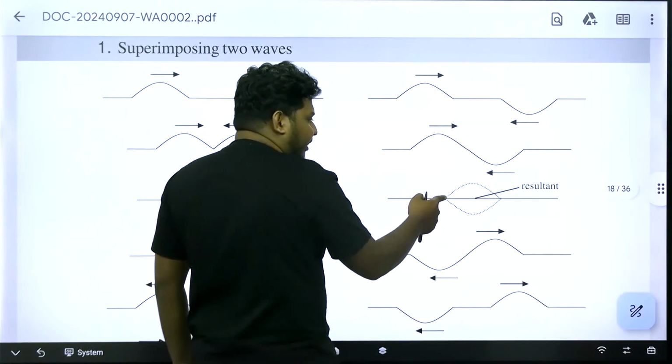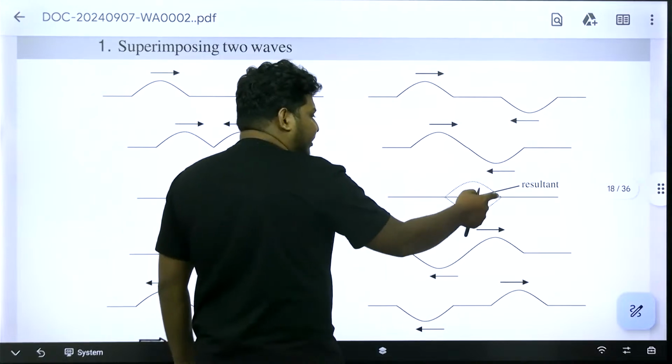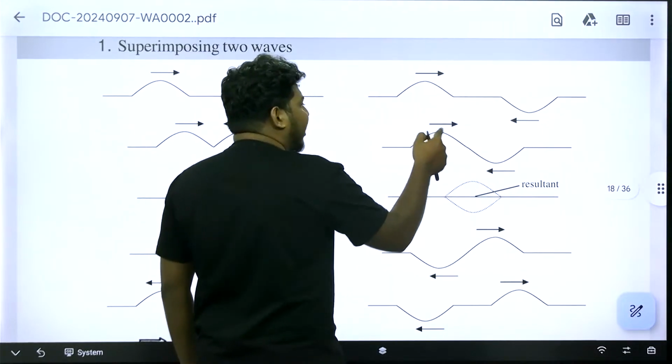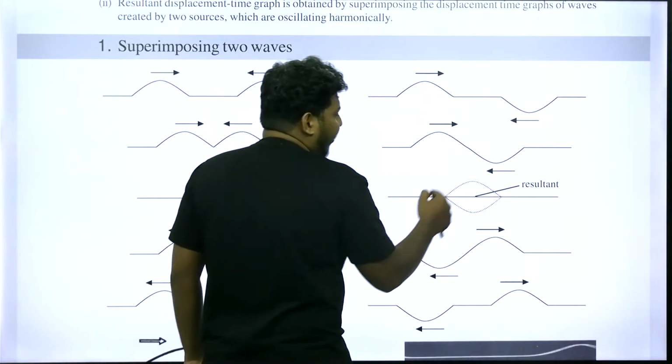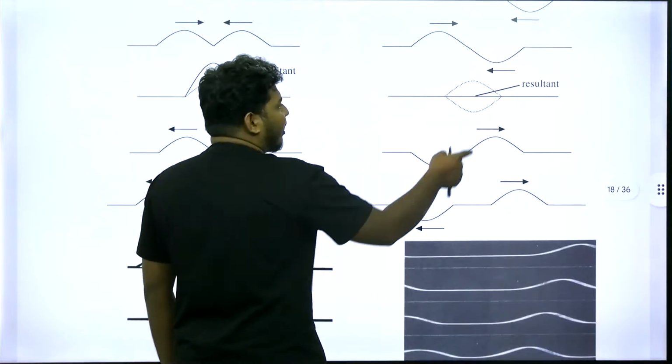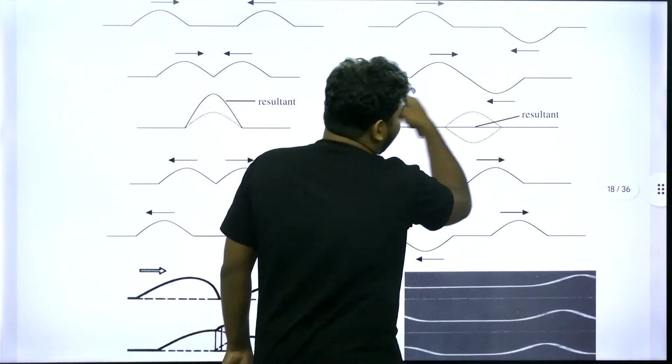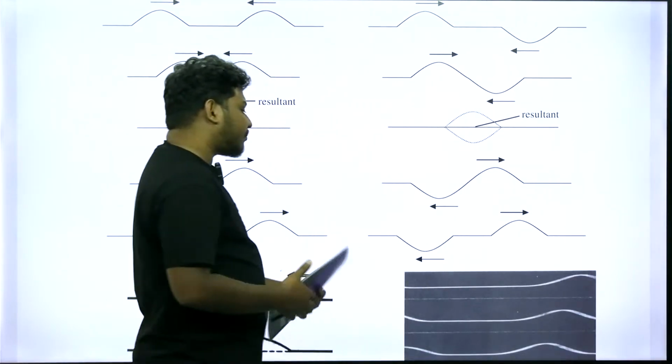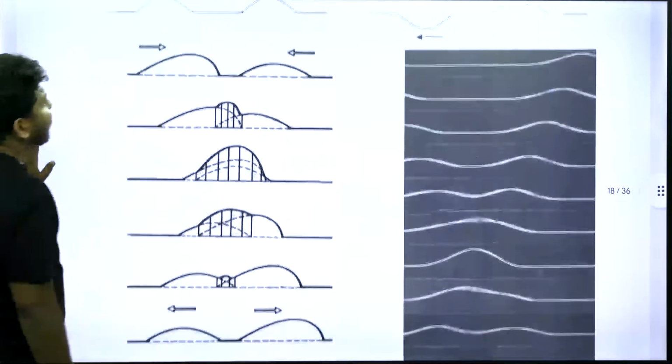So this is the resultant. The resultant is here, the straight line, not the dotted line. Dotted lines are the two waves. After that, this will move in this direction, and this will move in this direction. That is happening here. Okay, right. Look at this example.